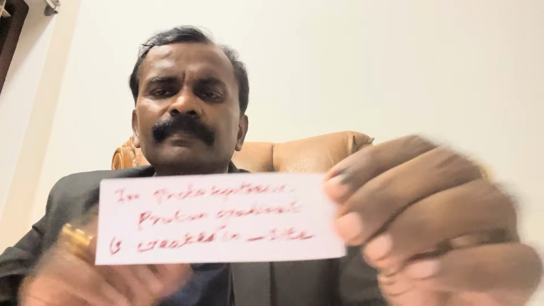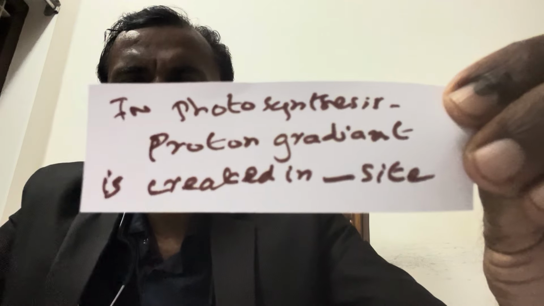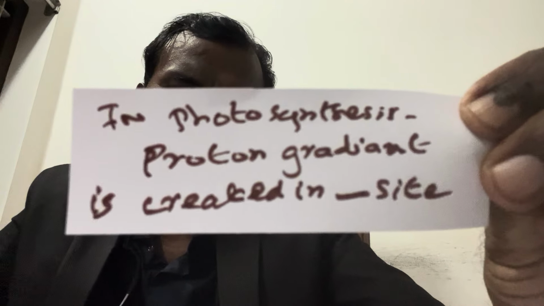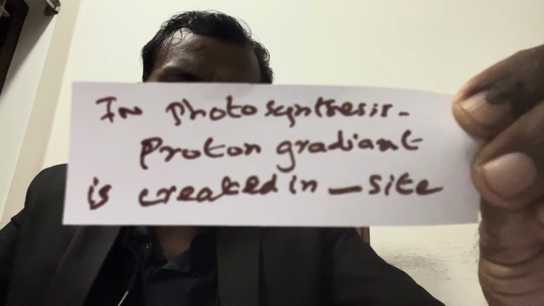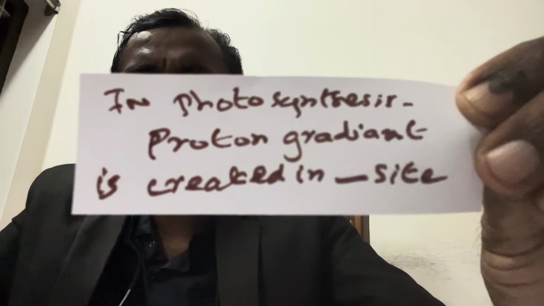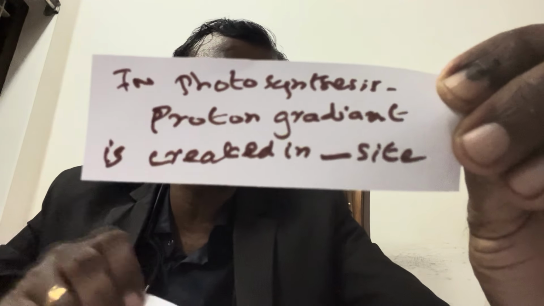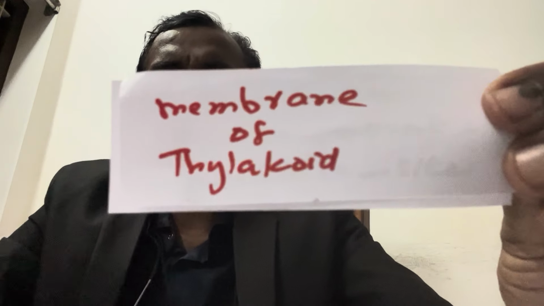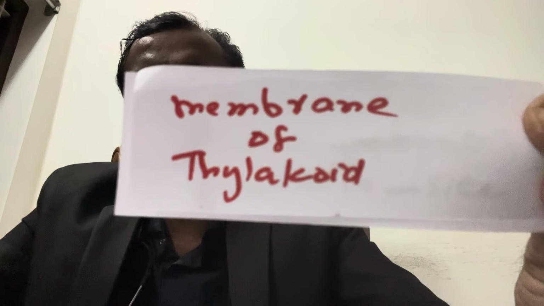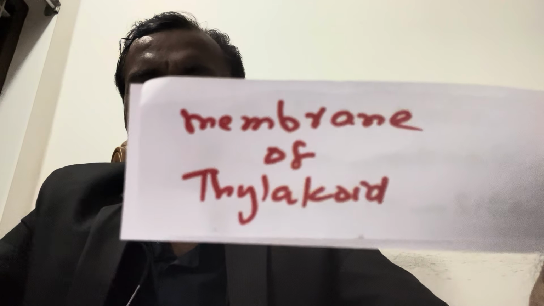In photosynthesis, proton gradient is created in which site? Any idea? In membrane of thylakoid. Don't forget the question. Membrane of thylakoid, everybody will answer, everybody knows.